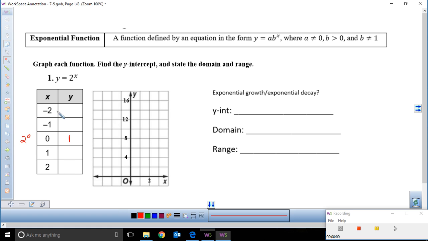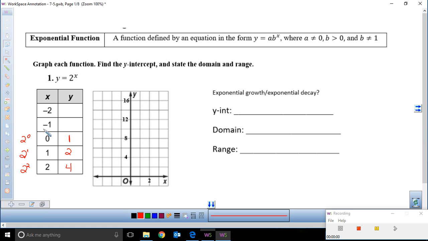And then I'm going to ask myself, which one looks easier to work with, the positives or the negatives? Well, to me, I'd rather work with positive exponents first. So I'm going to come down here and substitute 1 in for x, and I'm going to get 2 to the first power, and 2 to the first power is just 2. And then I'm going to come down here and substitute 2 in for x. So I'm going to get 2 to the second power, and 2 to the second power is just 4.